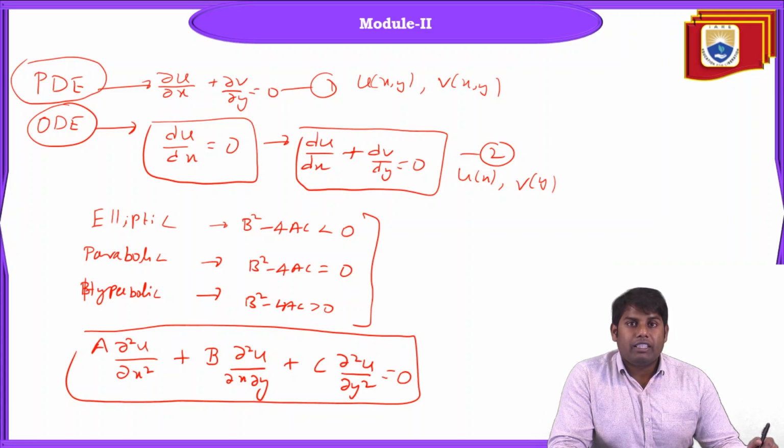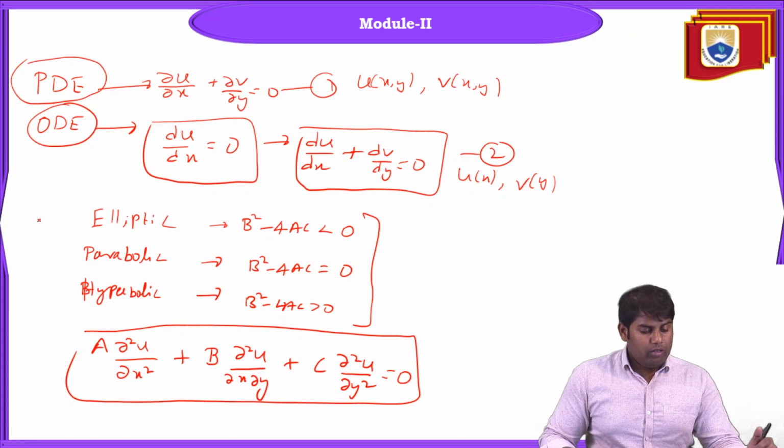Here you have to classify the partial differential equation based on the second order PDE, which is a into dou square u by dou x square plus b into dou square u by dou x dou y plus c into dou square u by dou y square is equal to 0. For this, we have taken the value of a, the value of b, and the value of c. When we apply the discriminant condition for these parameters, elliptic, parabolic and hyperbolic natures come.